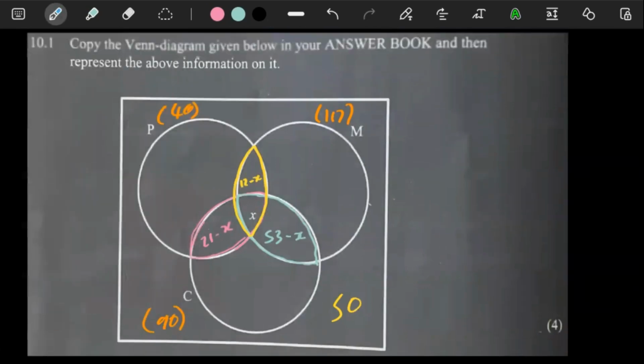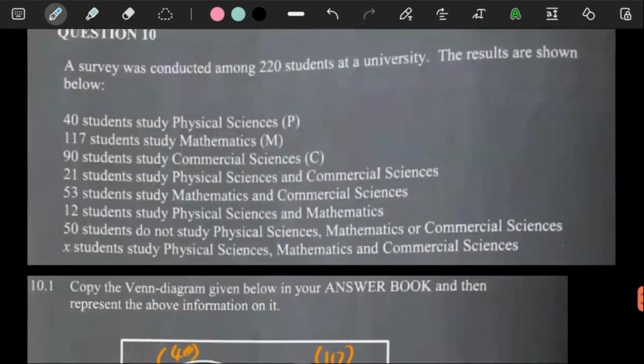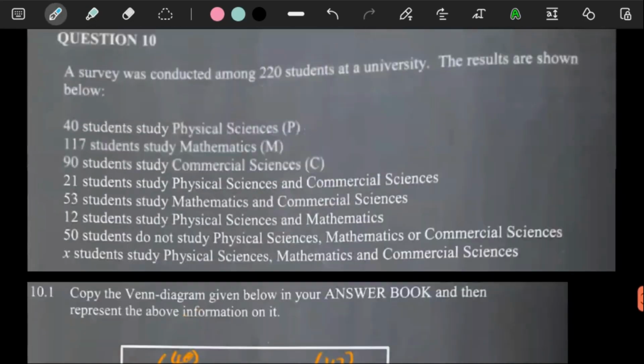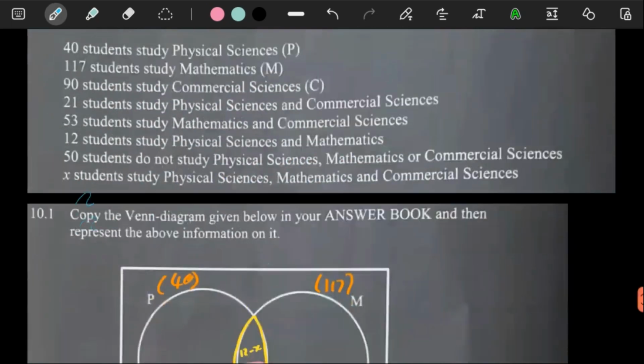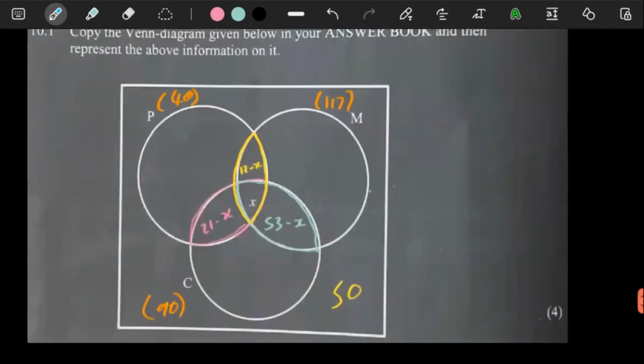I feel like with all of these, I feel like I missed something. 40 students only study physics, 100 and something maths, 90 commercial. 21 students study both of these, 53 both of these, 12 both of these, 50 do not study anything. And then it says x study these three altogether.